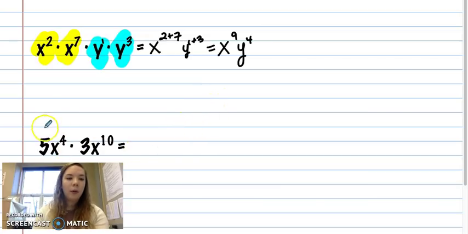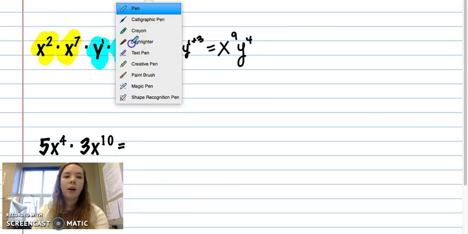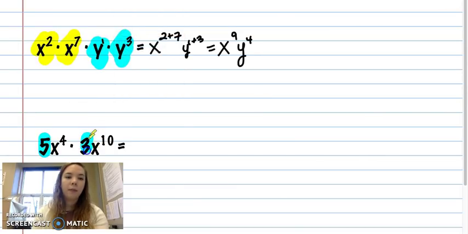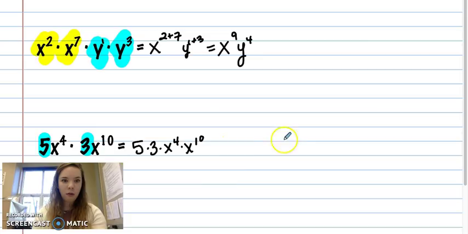When you have coefficients or numbers in front of your exponents, like here I have 5 and 3, that is not part of this power, okay? The x's are separate. So how I can rearrange this is I can put 5 times 3 times x to the 4th times x to the 10th, okay? I'm going to multiply 5 and 3 together like normal. 5 times 3 is 15. And then when you multiply these together, you're adding the exponents. So our final answer would be 15x to the 14th power.